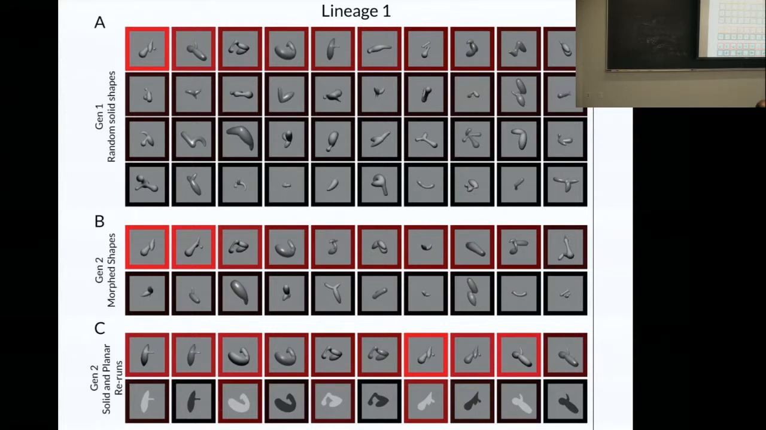Is this really in focus as much as it can be? I can turn the light off. No, it's okay.